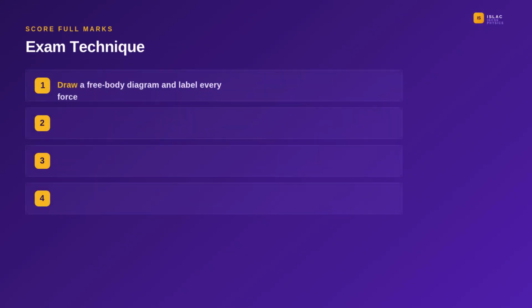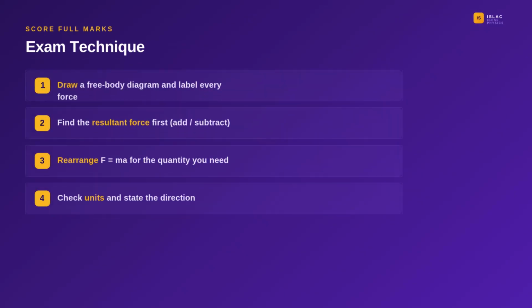Before we recap, here's how to attack any forces question in the exam. Step 1. Draw a free body diagram and mark on every force. Step 2. Find the resultant force first, add forces in the same direction, subtract opposing ones. Step 3. Only then rearrange F equals ma for the quantity you want.